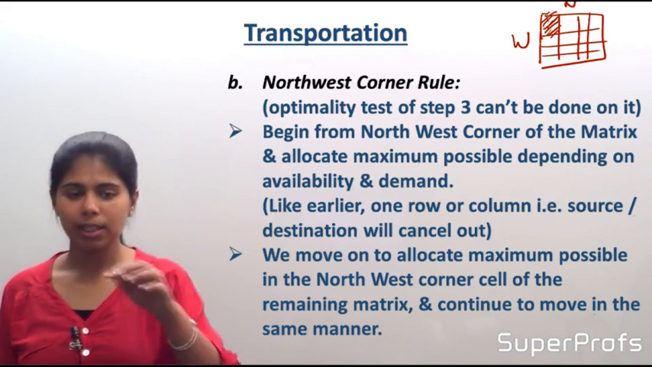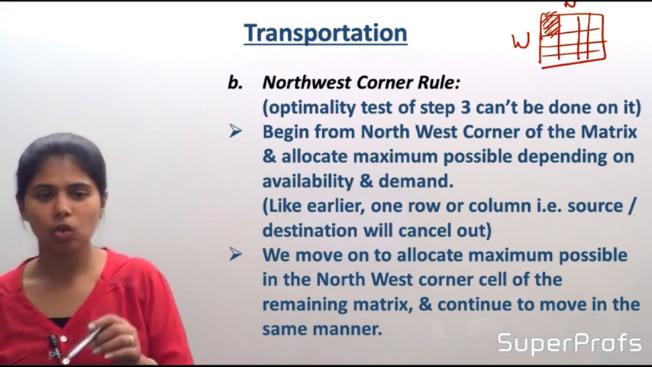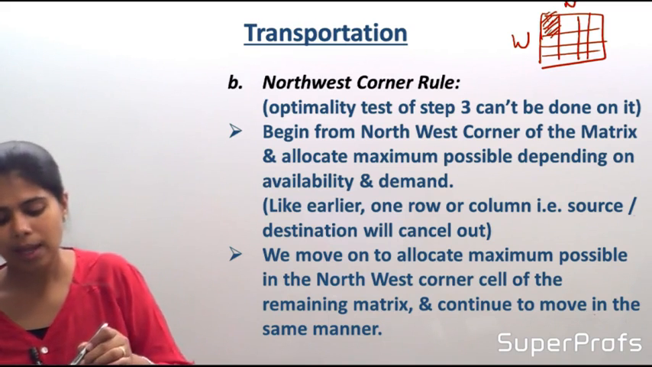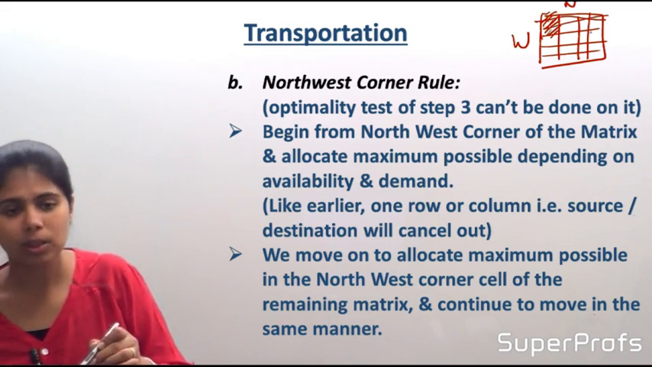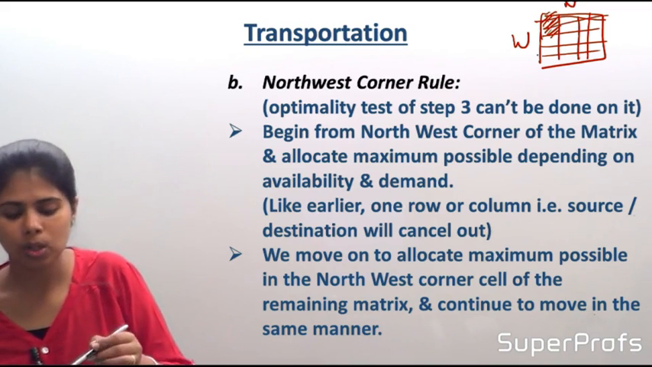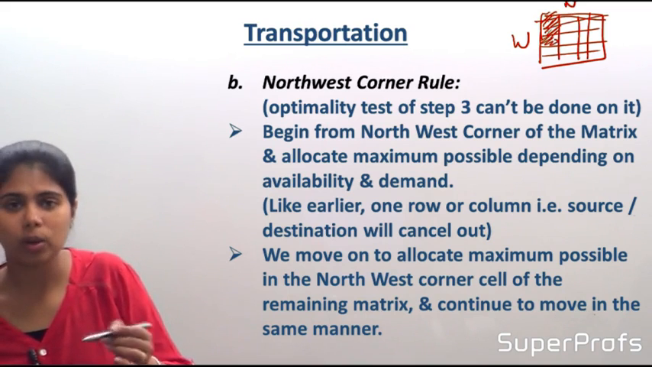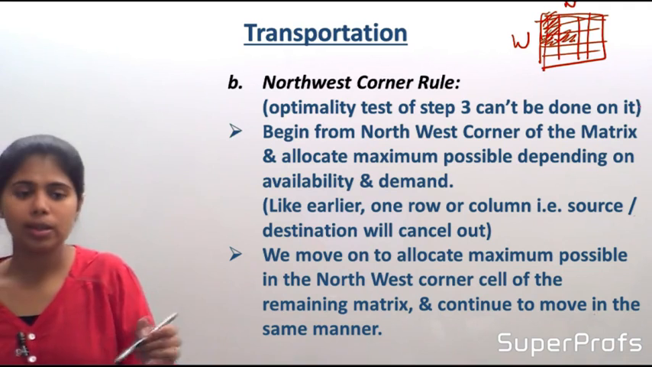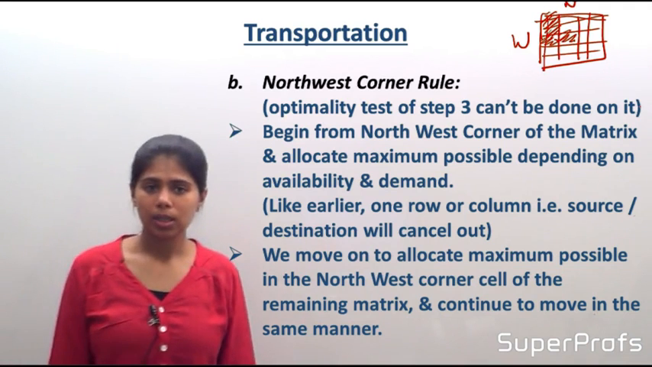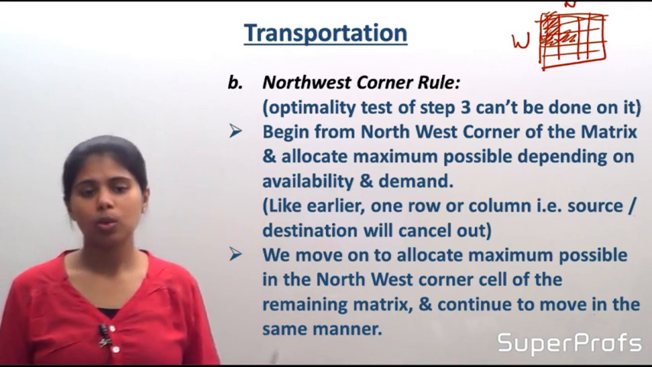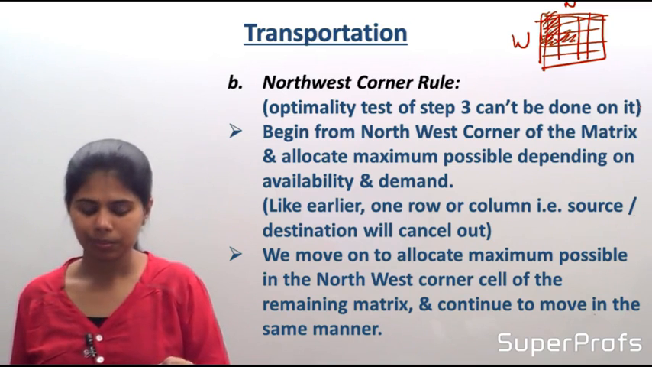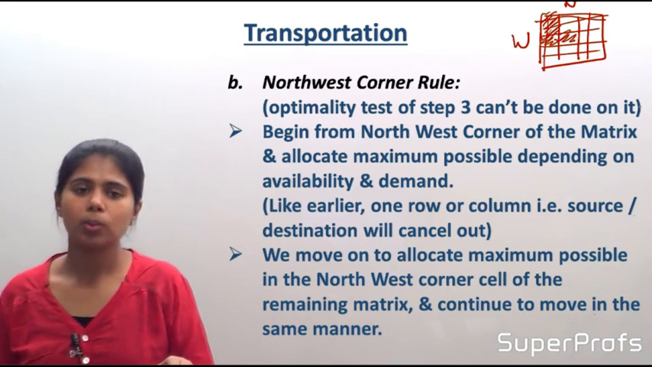Once I have done it in this cell, either this row will get cancelled out or the column will get cancelled out. If I cancel out this row, then I am left with this matrix. What is the northwest corner cell of this? Which is this. So I will allocate it here. Now if this is getting exhausted, then I will do it here. And so on, I will continue to allocate the maximum possible until I'm exhausted with everything. So that is the northwest corner rule.